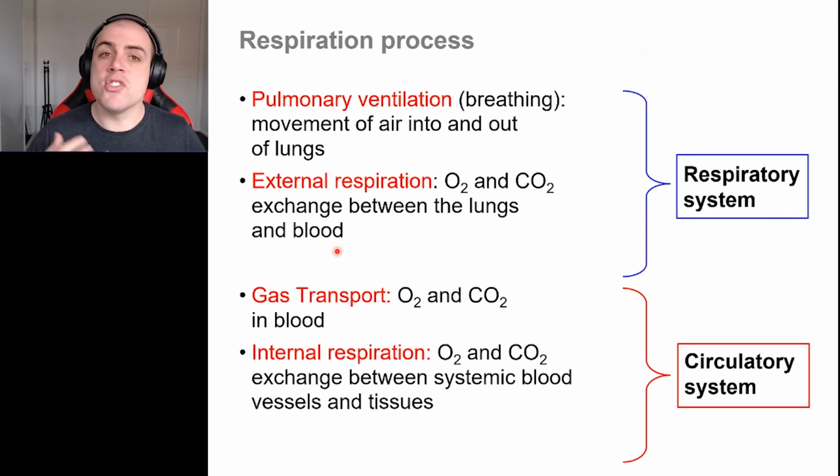So when we are looking at the circulatory system, its primary responsibility was transport. It is to transport nutrients, oxygen, all this sort of good stuff to the tissues whilst removing waste, such as carbon dioxide. And it did this by a process called internal respiration.